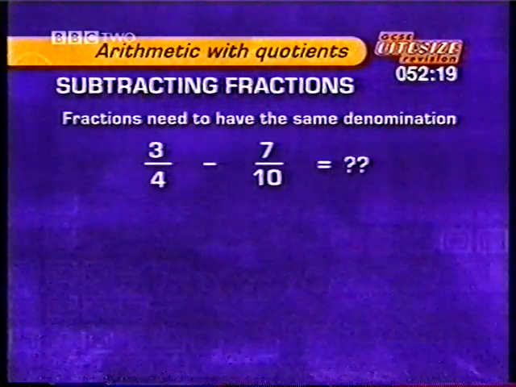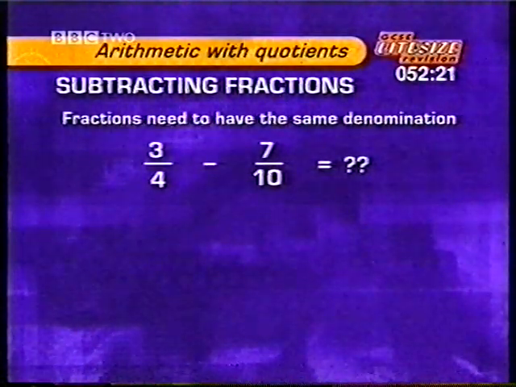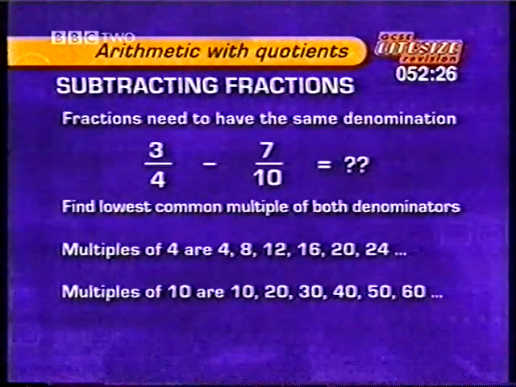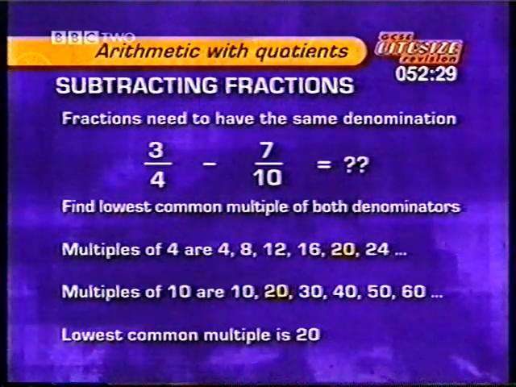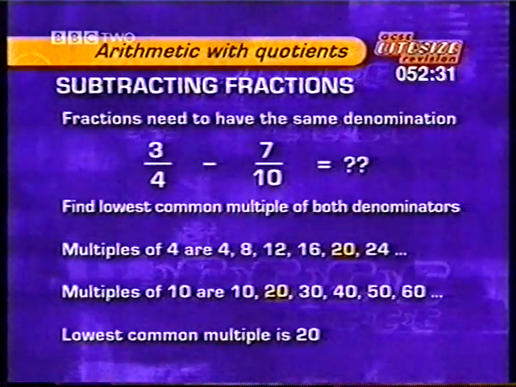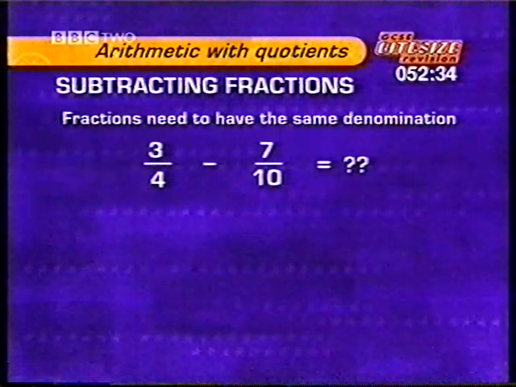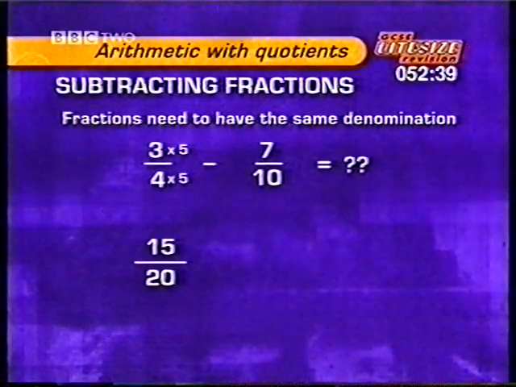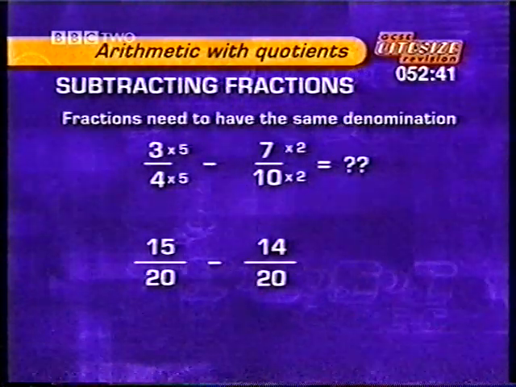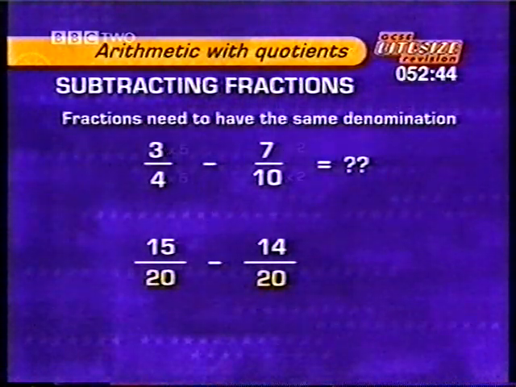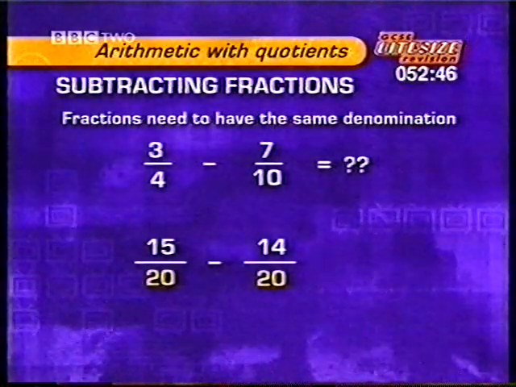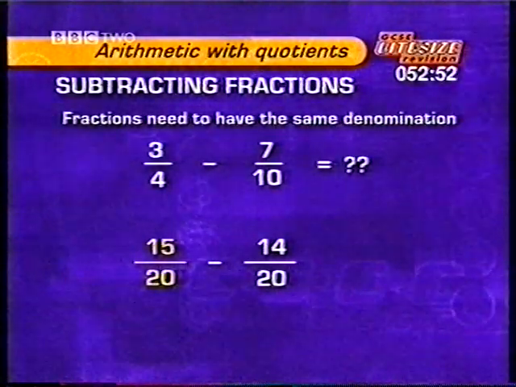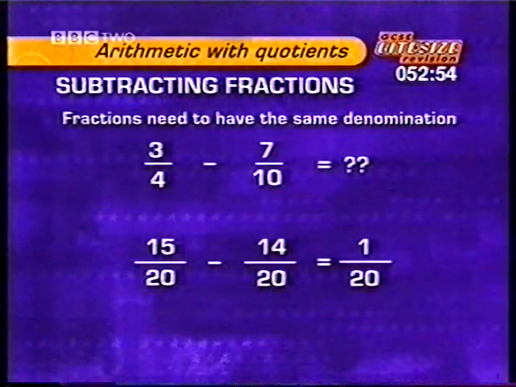Similarly, to do 3/4 subtract 7/10, we again need to find the lowest common multiple of the two denominators, 4 and 10, which is 20. We can now convert the two fractions to the new common denominator, 20. To turn 3/4 into 20ths, multiply top and bottom by 5 to get 15 20ths, and to turn 7/10 into 20ths, multiply top and bottom by 2 to get 14 20ths. Now we can subtract, and 15 20ths subtract 14 20ths is 1 20th.